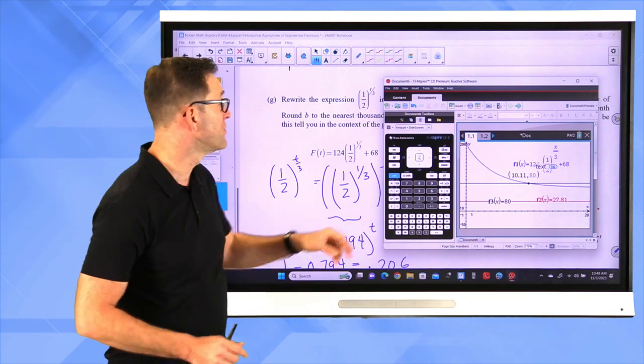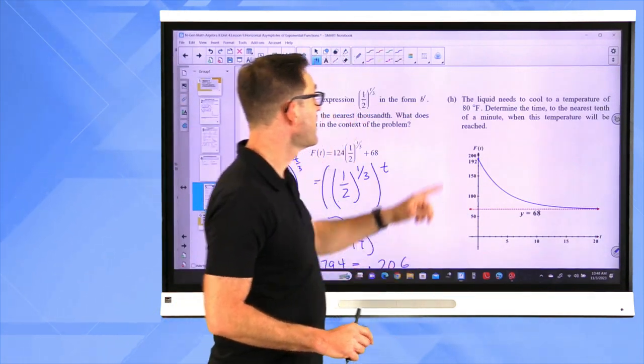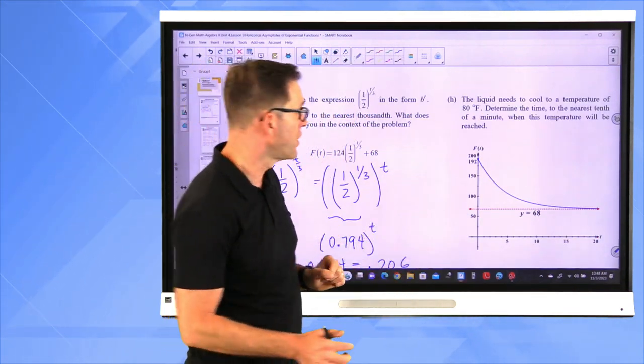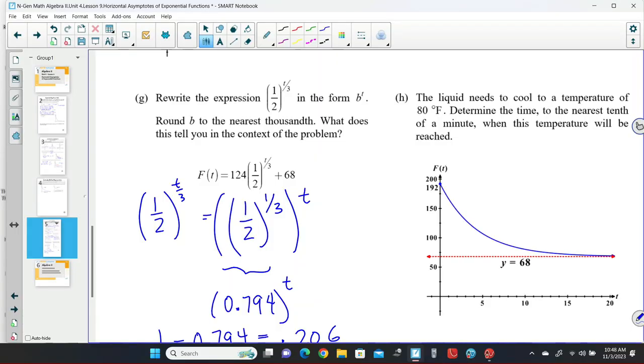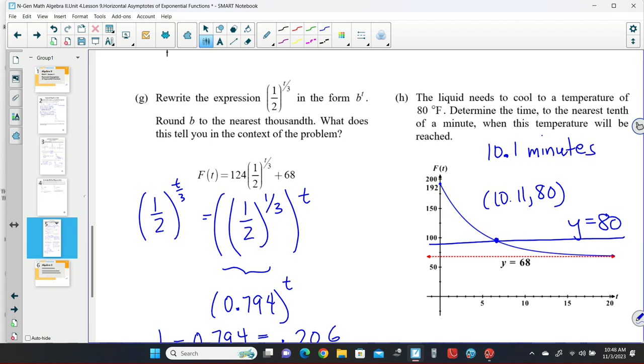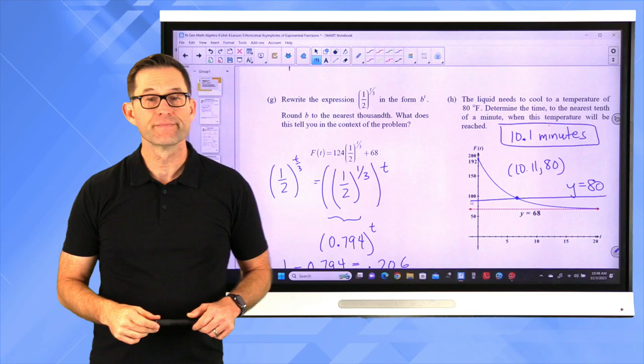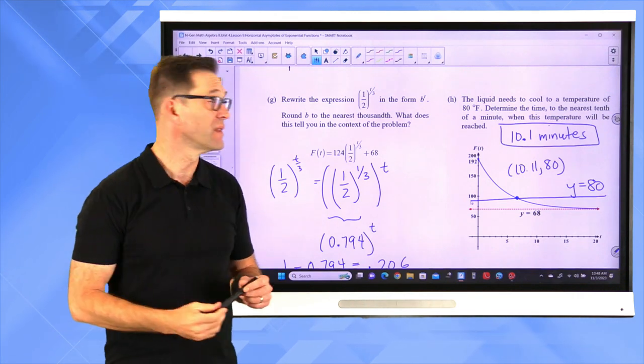And that tells me, to the nearest tenth of a minute, right? So I just graphed 80 on here. I want to throw that onto my graph. 10.11, 80. So after 10.1 minutes, the liquid has cooled to what I want. All right, great. Let's wrap this up.